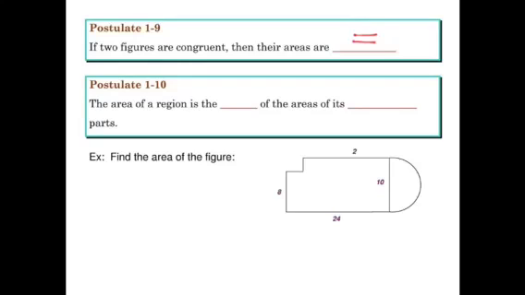Postulate 1.10, the area of a region is the sum of the areas of its parts that don't overlap. So if I was to look down at this figure, all of these non-overlapping figures, I see 2 rectangles and a semicircle. If we add those up, we get the whole shape. That should be pretty intuitive as we go through this.